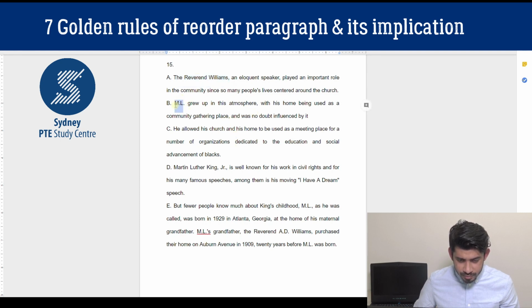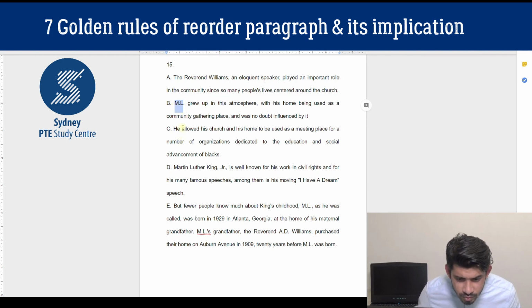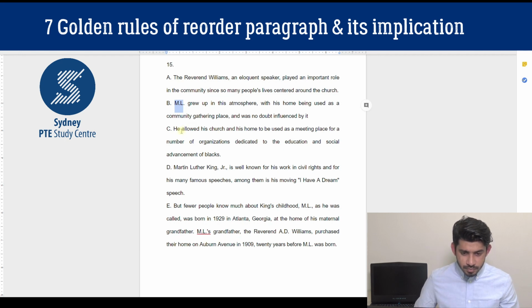I've got ML here, another short form of a name. Number C says he allowed his church. So he allowed his church, right? Okay, I've got a church here. So church and church, similar types of words, right?